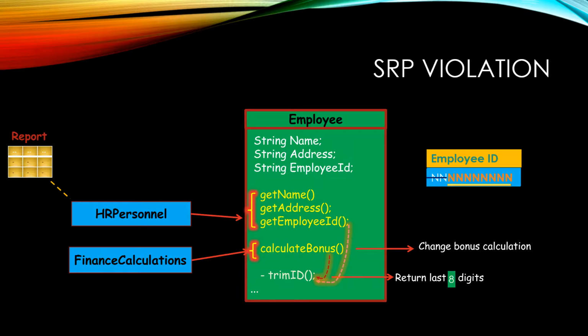So, the developer responsible for this requirement modifies the trimID method to return the last 8 digits. He then tests Finance Calculations and submits his changes. Result: HR Personal crashes because it had allocated just enough space to accommodate a 4-digit employee ID for its tabular report. A not so ideal example, but just enough to show the consequence of violating the single responsibility principle.